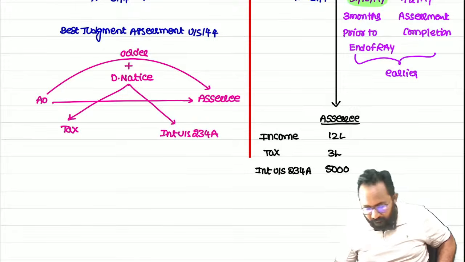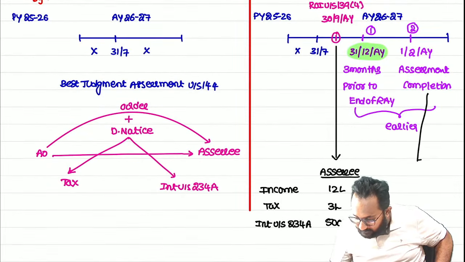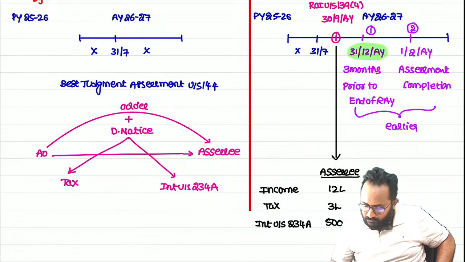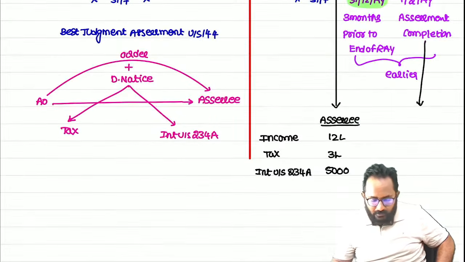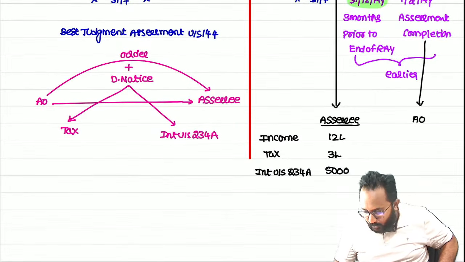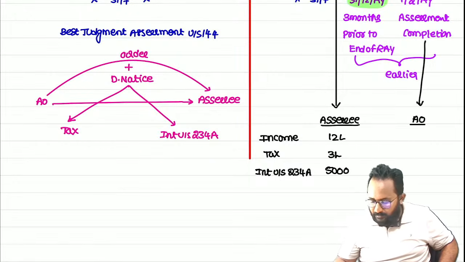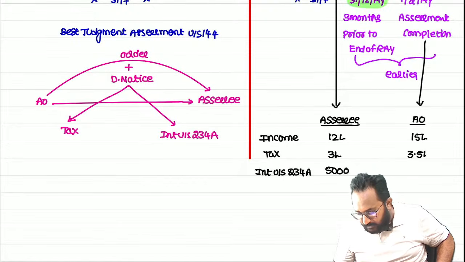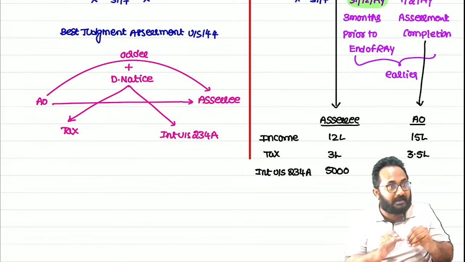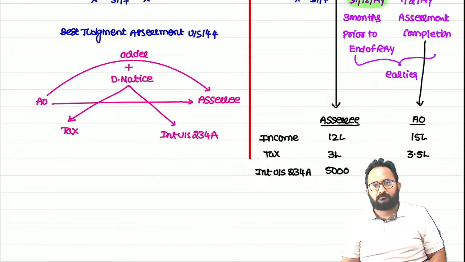But these details, will the department blindly accept or will the department verify? Department will verify. Can you tell me when the department will verify? After completion of what? Assessment. After completion of what? Assessment. Who will verify? Assessing officer. Now the assessing officer computed the income. That income is saying as 15 lakh. Automatically tax also increased to how much? 3.5 lakh. Now AO will calculate the tax on how much? 3.5 lakh.